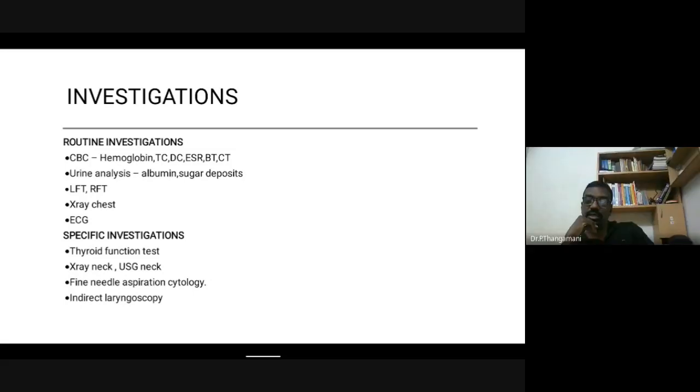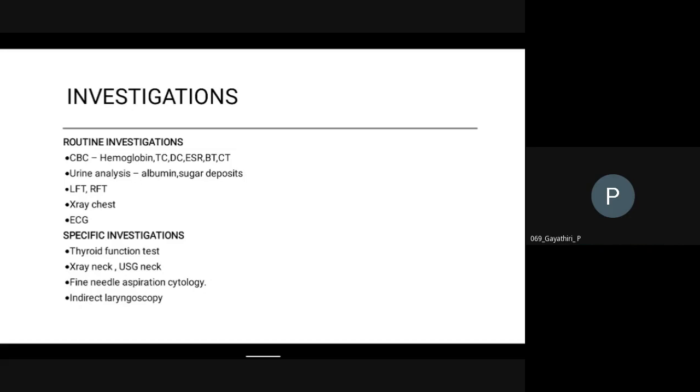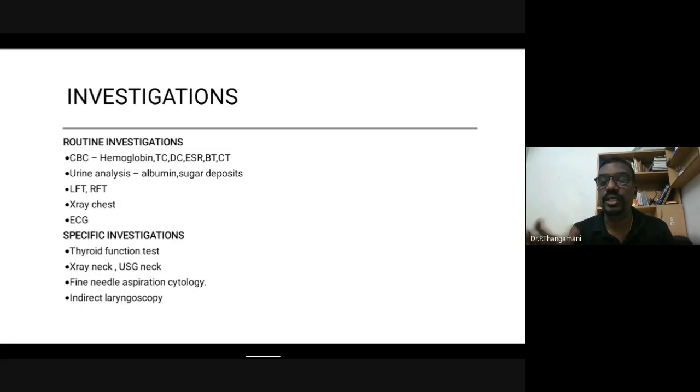USG guided FNAC, you should take it from the solid component. Solid nodule, right? From the cystic component, the yield or usefulness of FNAC is not good. You should obtain an FNAC from the solid component. That's why you should see solid or cystic, one thing. As your colleague told, hypoechoic areas are more suggestive of malignancy. Of course, there are other features of a nodule which can decide whether it is benign or malignant, but that is applicable mostly for a solitary nodule only.